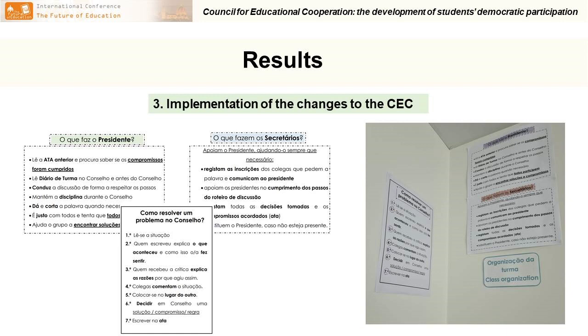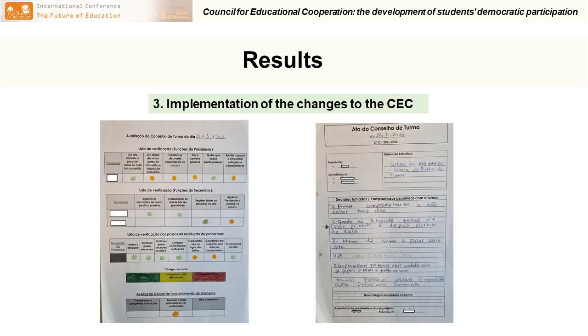We can see the posters with the function of the president and secretary, and a guide to solve problems. And here we have the checklists and the official minutes template.